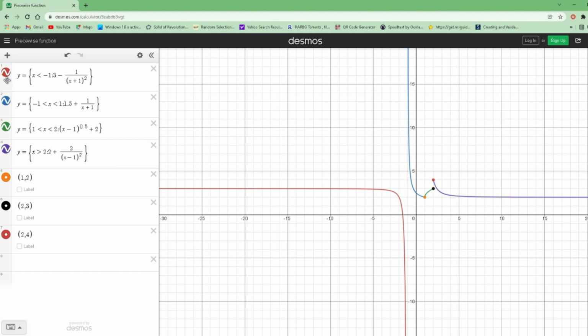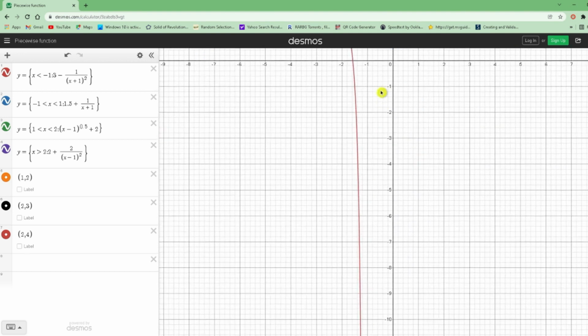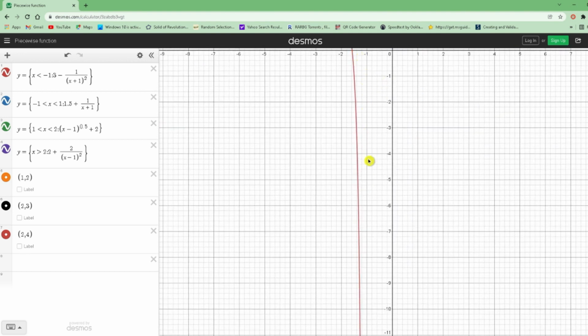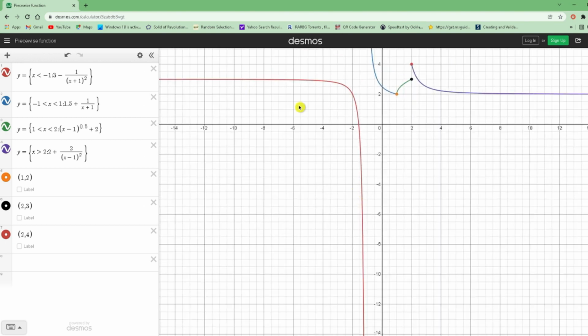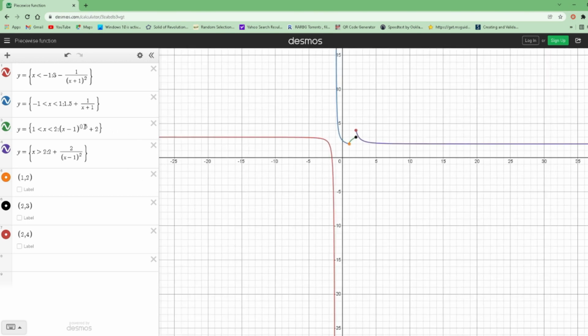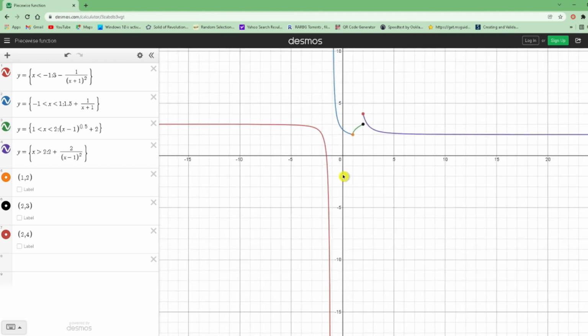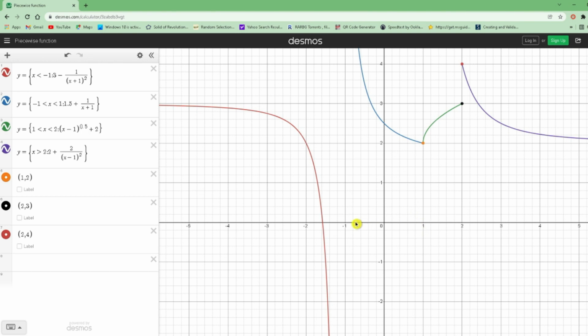So itong red na ito, it's corresponding to this graph. So magmula negative 1, it's approaching negative 1, that is an asymptote. Ito yung kaniyang graph. So syempre wala kang makikitang 1 over x plus 1 kapag higit pa sa negative 1 yung x value. Yung blue naman, that's the second piece. That is between 1 and negative 1. So, andito yung 1, ito yung negative 1.